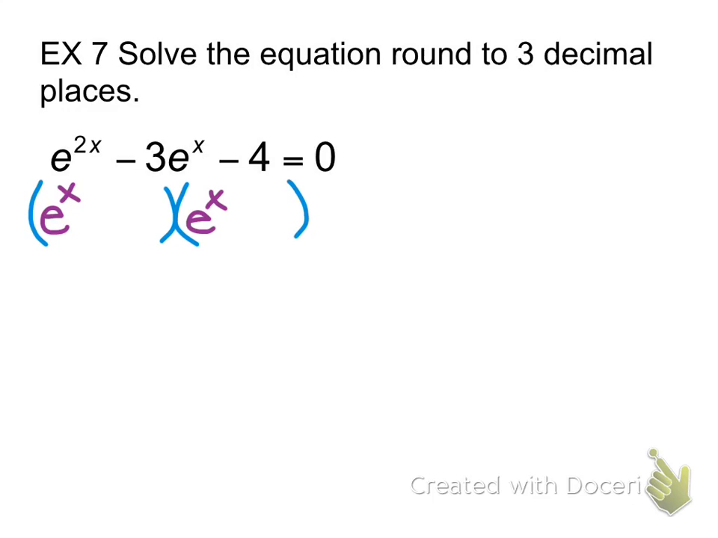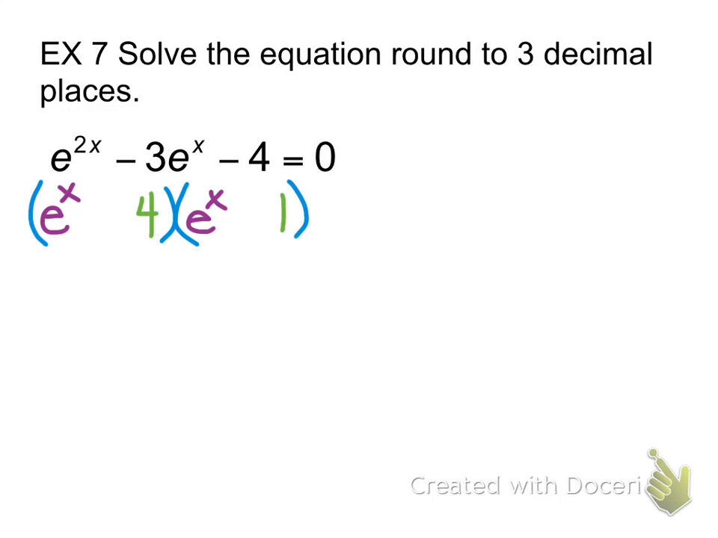Now I think about my 4 on the end. 4 could be several things. It could be 2 times 2, it could be 4 times 1, but I need the combination of numbers that's going to add or subtract to equal the negative 3 in the middle. So I know that's going to be 4 and 1.